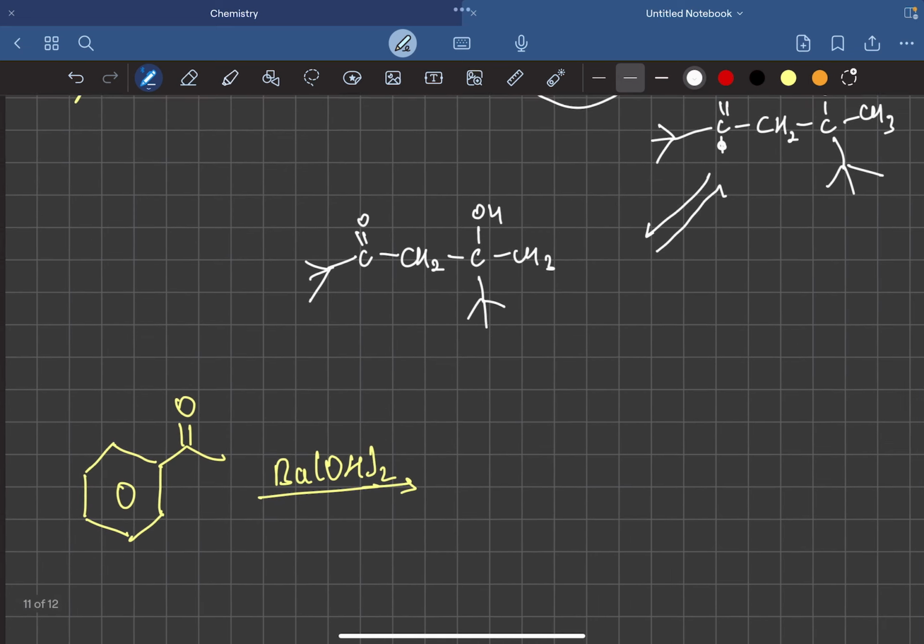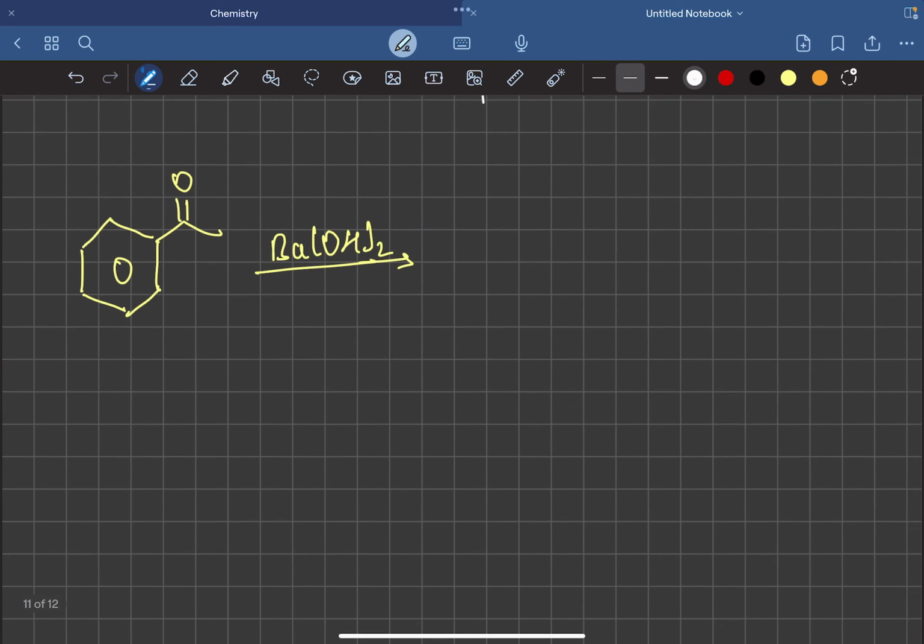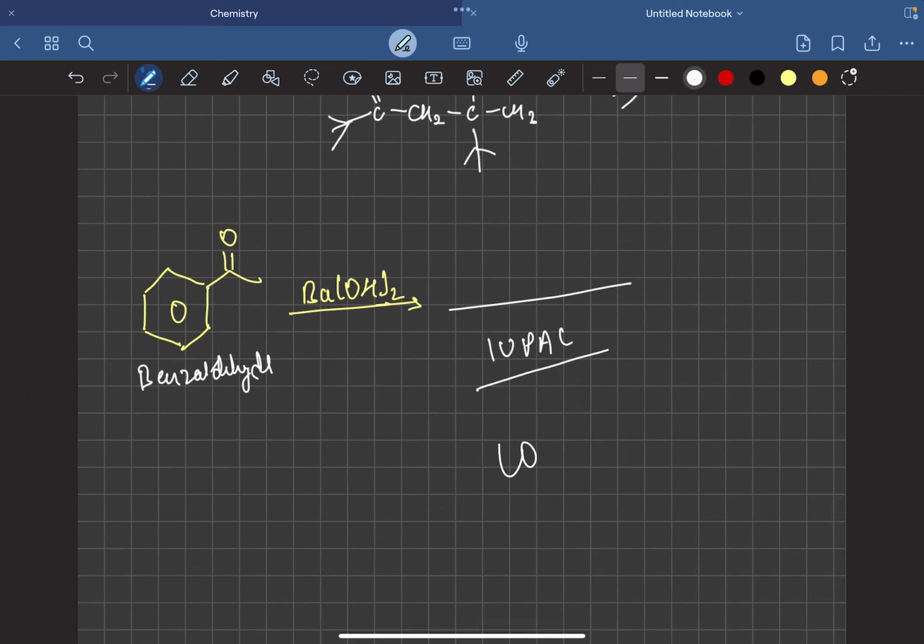Now for this one, if we look here, what we have is benzaldehyde. Benzaldehyde, on reaction with base, will again give a product. So let me know what will be the name of that product. Write the IUPAC name and tell me in the comment section.